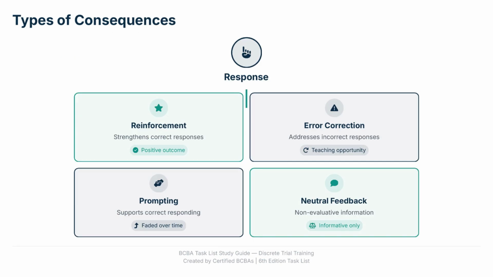There are different types of consequences used in DTT. Reinforcement strengthens correct responses. Error correction is used to teach the correct response after an error. Prompting may also be included as part of the consequence to support correct responding. And sometimes neutral feedback is provided, which gives information without reinforcement. Each of these plays a different role in shaping behavior.